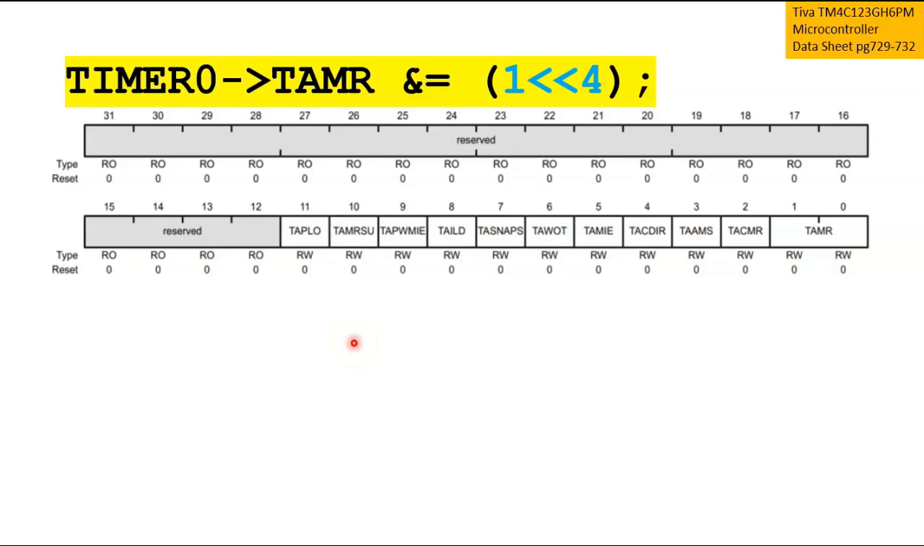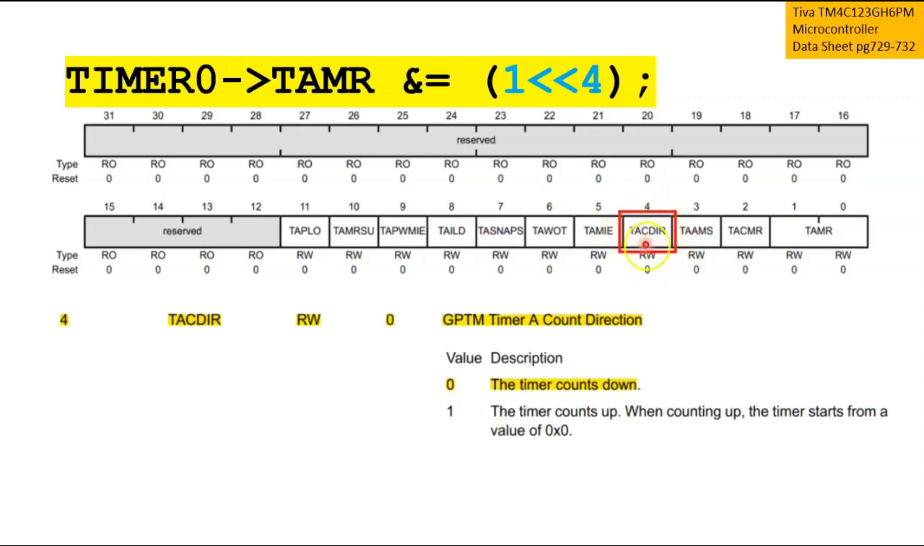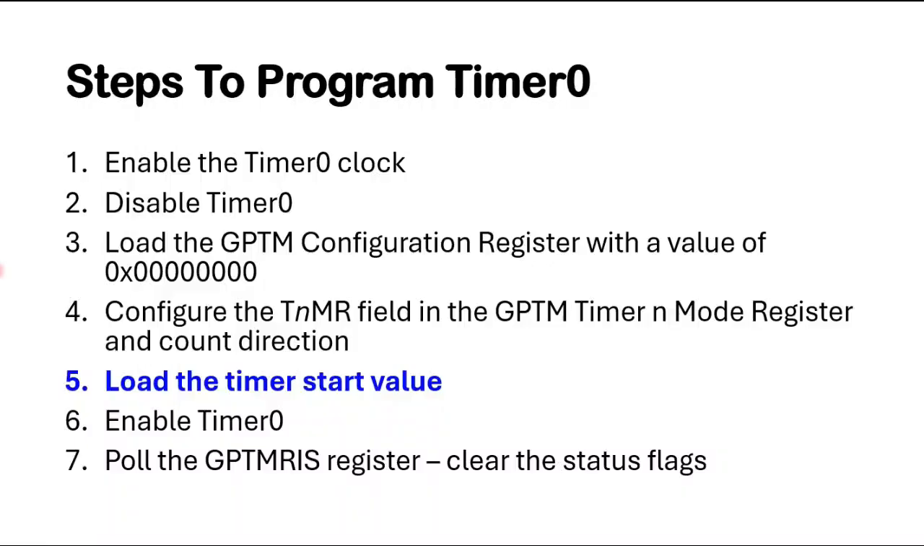Now the second thing we need to do is to set the count direction. And to do that, we need to clear bit 4, which is this bit here. So from the datasheet, we know that a 0 will set the timer to count down, and this instruction will do just that. We'll set this bit to 0. Step 5. We need to load the timer with a start value.